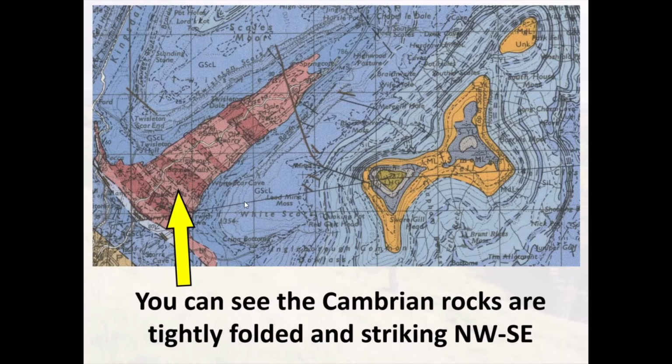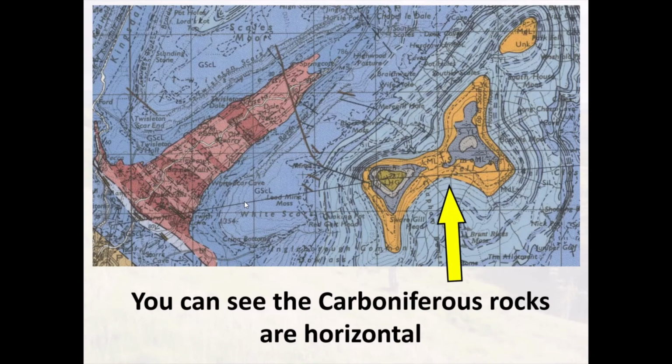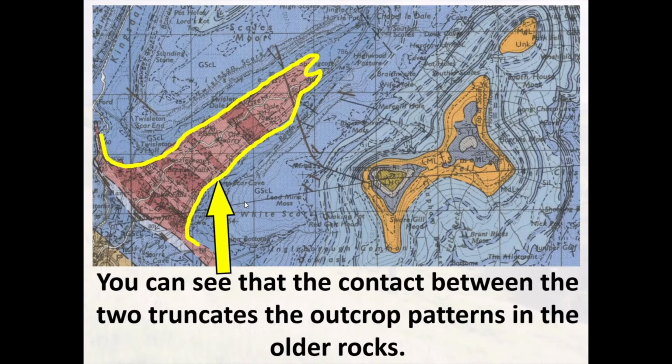So here are our tightly folded Cambrian rocks, which are striking northwest and southeast. And these are our Carboniferous rocks, which are horizontal. And that line between them, that contact point which truncates the outcrop patterns of the older rocks, that's our unconformity. So you can think of this little island of Cambrian rocks as kind of like a little window beneath the younger covering to see those older features.